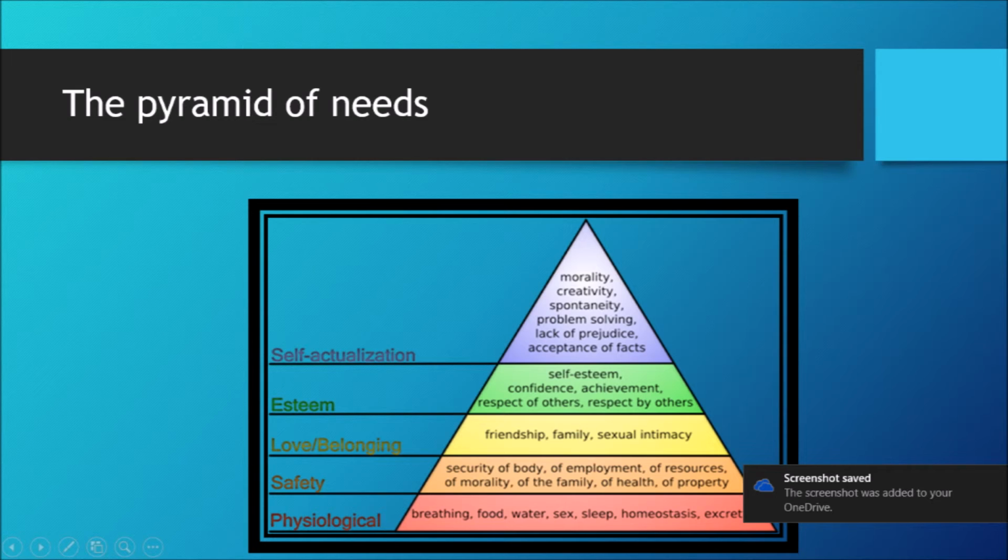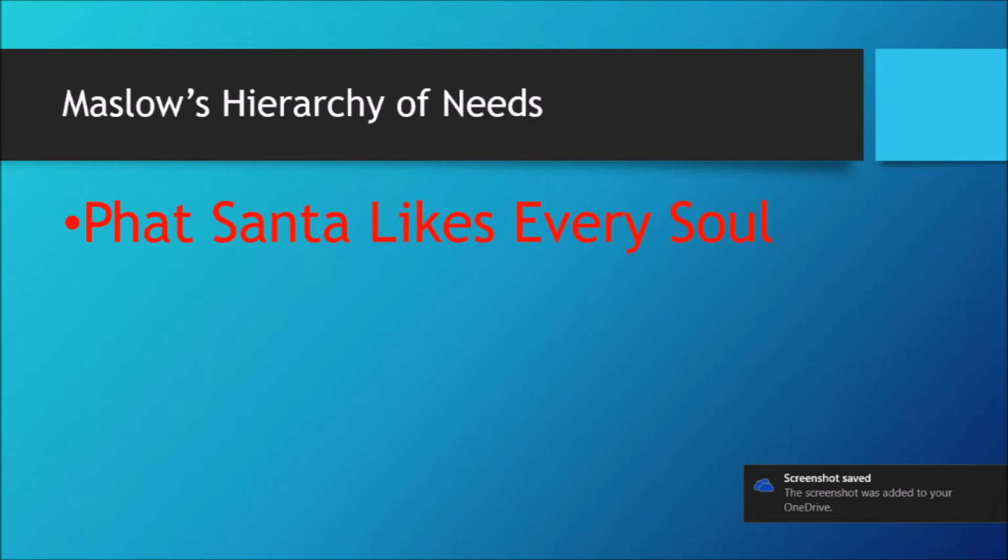So the theory here is known as the hierarchy of needs. The general needs in Maslow's hierarchy include physiological needs such as food and clothing and water, oxygen, the basic stuff, safety needs such as job security, a place to live, social needs such as friendships and being loved, self-esteem and self-actualization. And a mnemonic that can be used to remember Maslow's hierarchy of needs is FAT PHAT, Fat Santa likes every soul.